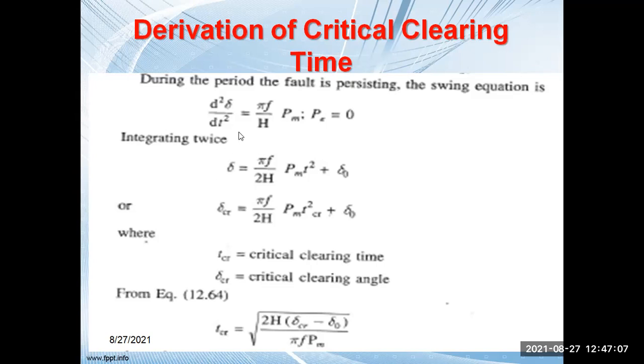Now we have to integrate this two times. So delta equal to pi f by 2H Pm t square plus delta 0. And delta CR will be equal to, basically, we are substituting here delta equal to delta CR and t equal to TCR. So delta CR will be equal to pi f by 2H Pm TCR square plus delta 0. So from here you can calculate the TCR value. TCR is square root of 2H into delta CR minus delta 0 by pi f into Pm, because we are calculating this from the swing equation. Okay, fine.